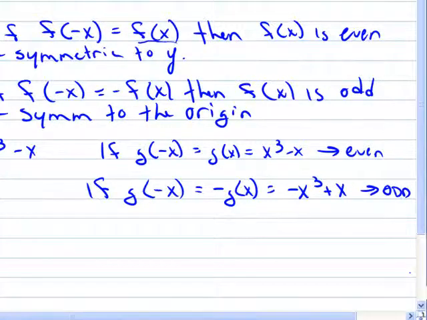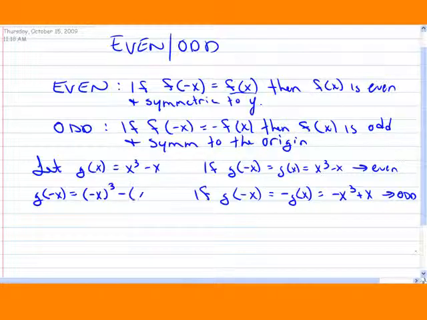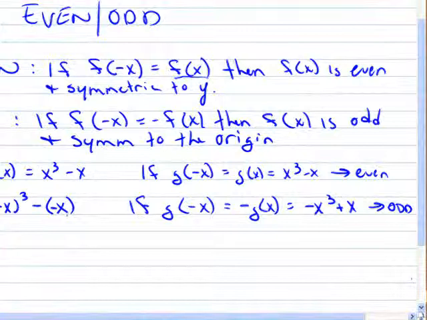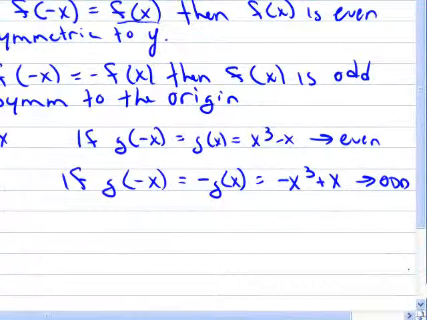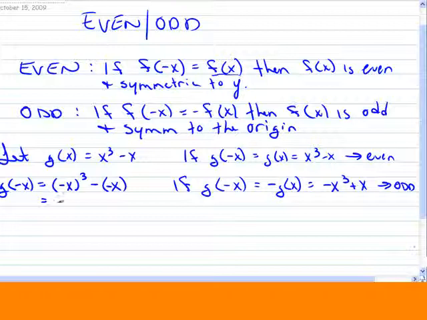So I'm going to put negative x in here and evaluate at g of negative x. And I'm going to use parentheses everywhere I do this so that I don't mess up my negative signs, because it'll happen if you're not really careful. Okay, so I drop negative x in for x and evaluate. Negative x cubed is just going to be negative x cubed. Minus negative x is going to be plus x.